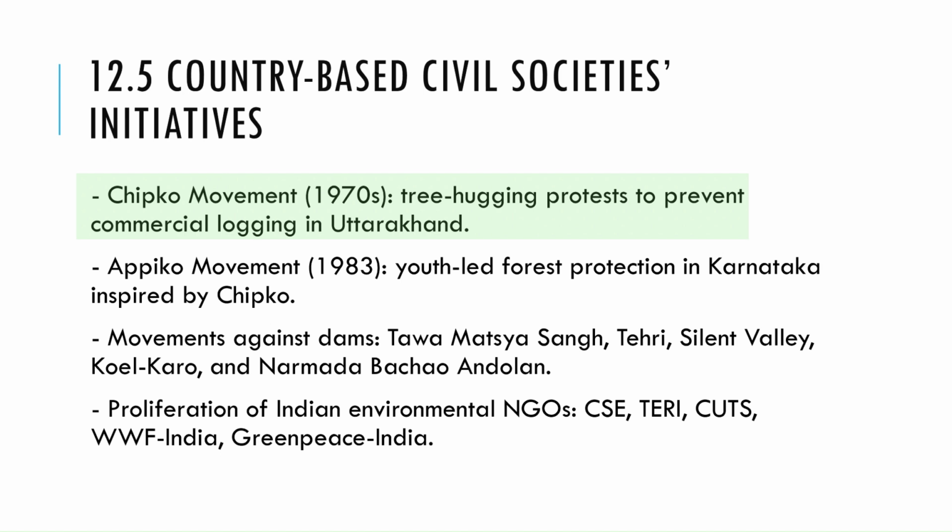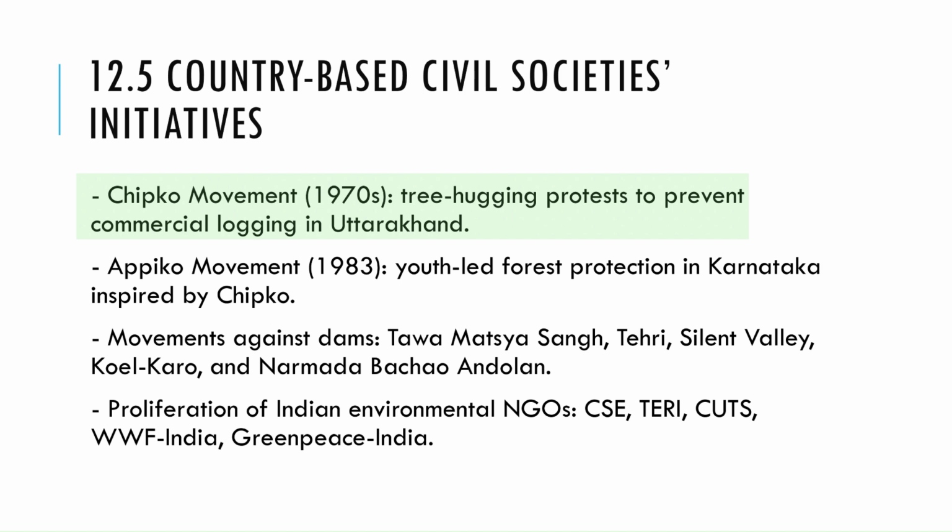To stop commercial logging that put forests and local livelihoods at risk, villagers, especially women, hugged trees to protect them from being cut down. Inspired by Gandhian methods, they held peaceful sit-ins, public meetings, and marches to show their unity. Their continued efforts led the Indian government to place a 15-year ban on tree cutting in the sensitive Himalayan regions.